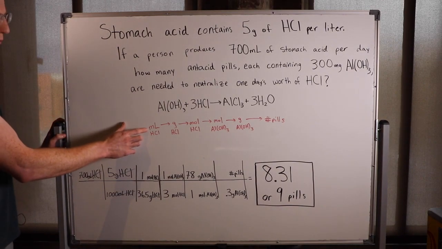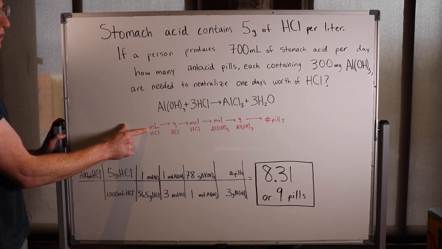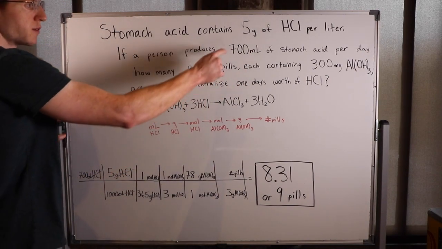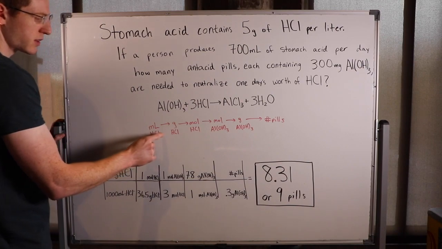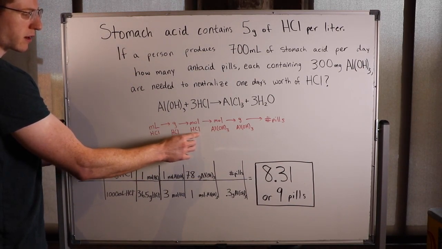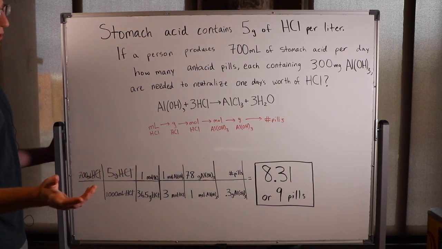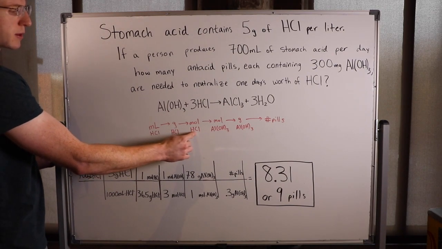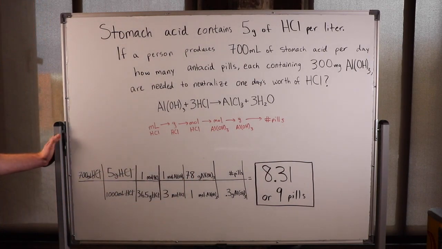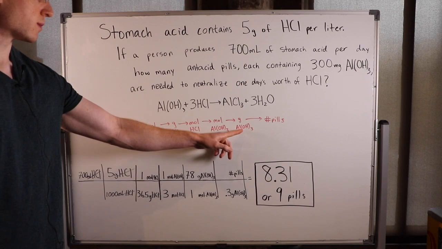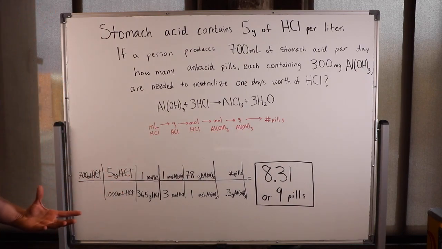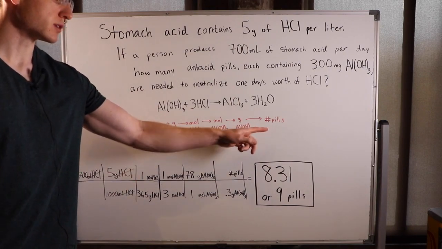So again, we start with milliliters of HCl because that's what we were given, 700 milliliters. And we know the density, 5 grams per liter, so we can convert that to grams of HCl. Then we can go to moles of HCl because we can find the molecular weight of HCl in the periodic table. Then we can cross the mole bridge, go to moles of aluminum hydroxide, and then finally grams of aluminum hydroxide. And once we have that, we know how many grams are in 1 pill of aluminum hydroxide, and we can get to the number of pills.